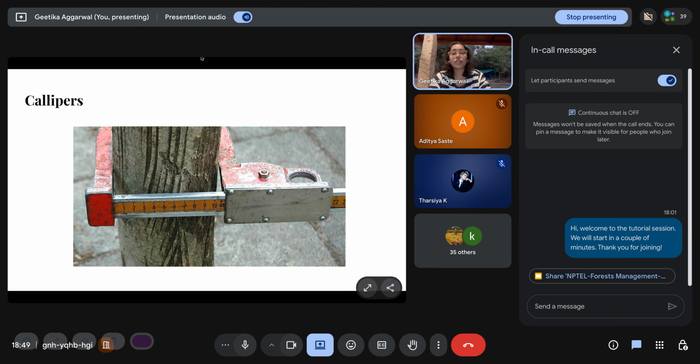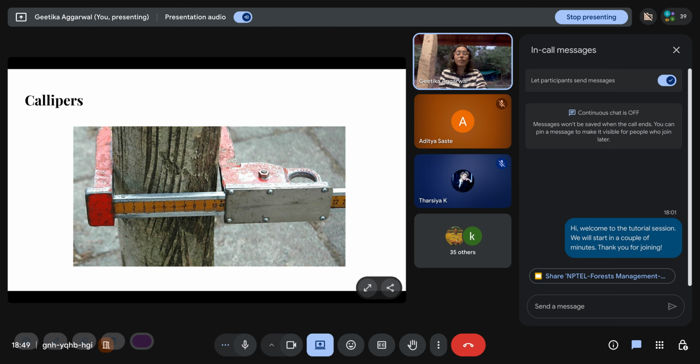Okay. Then you talk about how to measure diameter in the field, how it's done out there. One of the basic methods is to use different measuring tools. One of them is calipers. You all might be aware of calipers. You would have seen them in a physics lab or something.